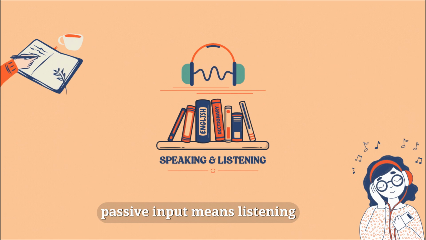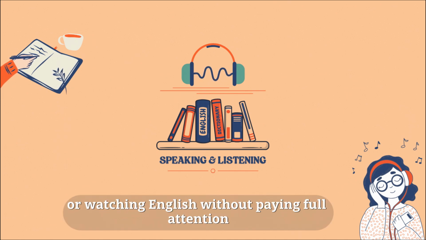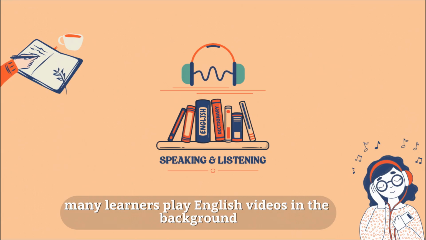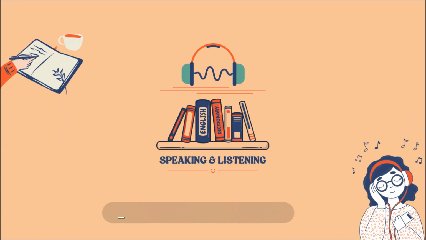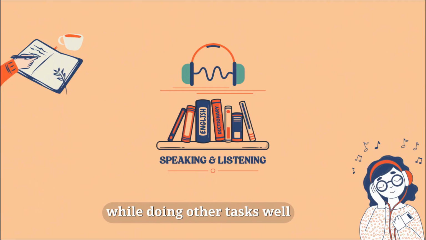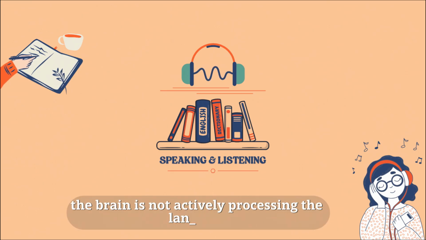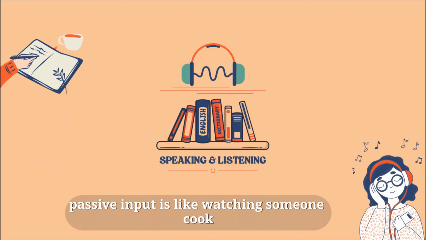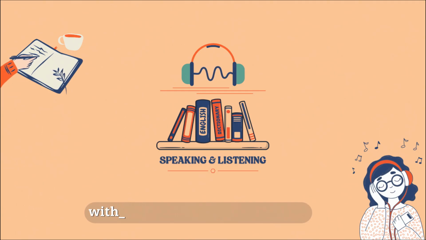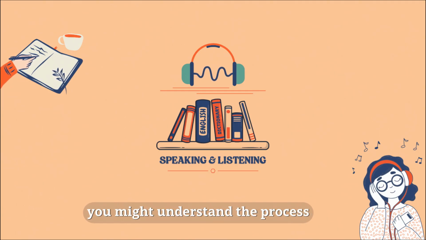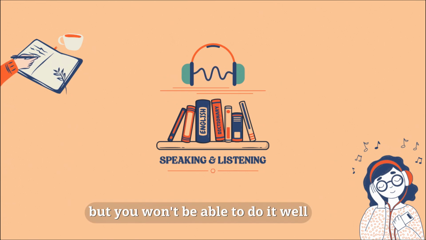Mistake number 2: over-reliance on passive input. Passive input means listening or watching English without paying full attention. Many learners play English videos in the background while doing other tasks. While this can be helpful, it is not enough to improve fluency because the brain is not actively processing the language. Passive input is like watching someone cook without actually cooking yourself. You might understand the process, but you won't be able to do it well.